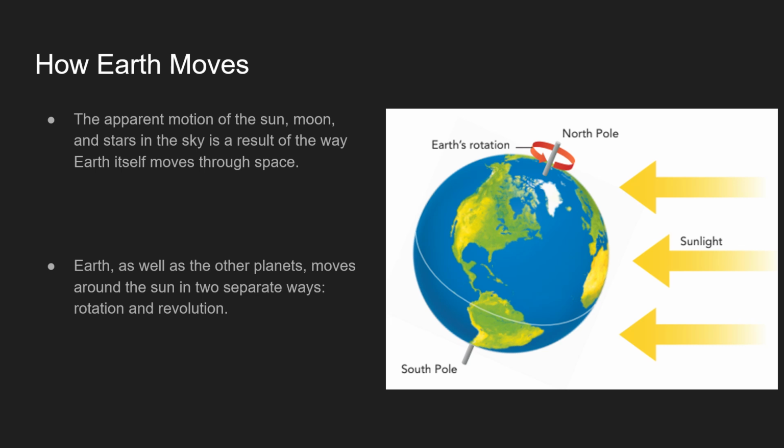How Earth moves. The apparent motion of the Sun, Moon, and stars in the sky is a result of the way Earth itself moves through space. Earth, as well as the other planets, moves around the Sun in two separate ways: rotation and revolution. So this is Earth's axis, figure 2. Earth spins on its axis, rotating from west to east to cause day and night.